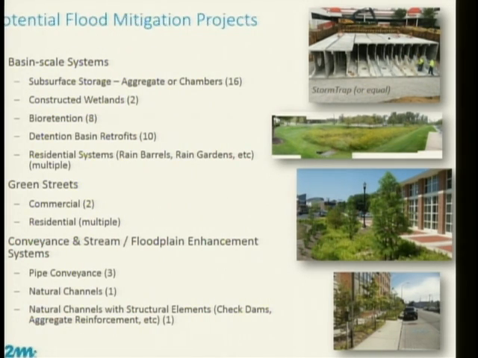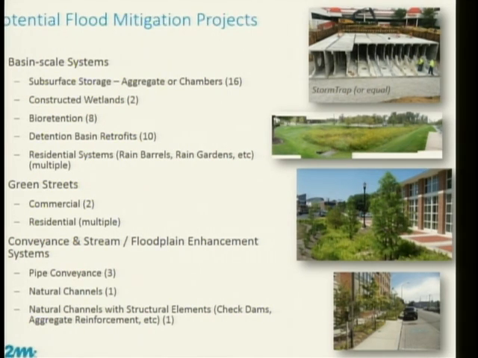We also looked at green streets, so working within the public right-of-way, whether it's a commercial street. I think the only one we had was Lancaster. There were two areas of Lancaster that we looked at, and then residential green streets. And then the third type were the conveyance. We kind of lumped these together: conveyance and stream channel restoration, floodplain enhancement type projects. So not storing so much as trying to provide better conveyance options.